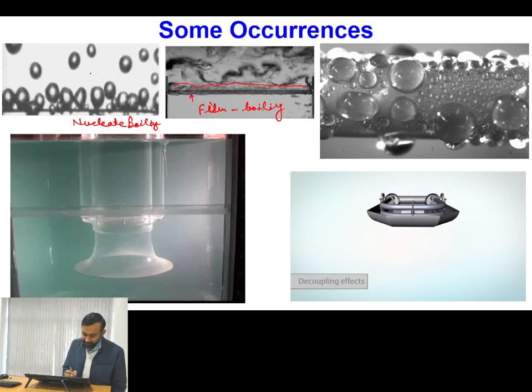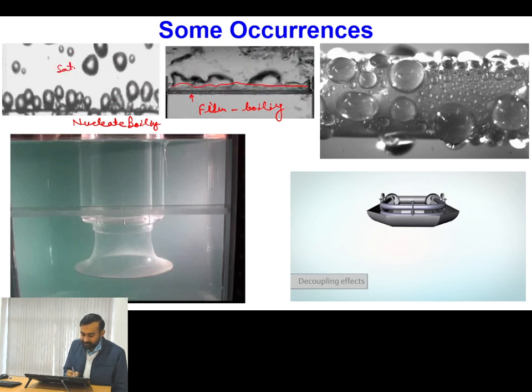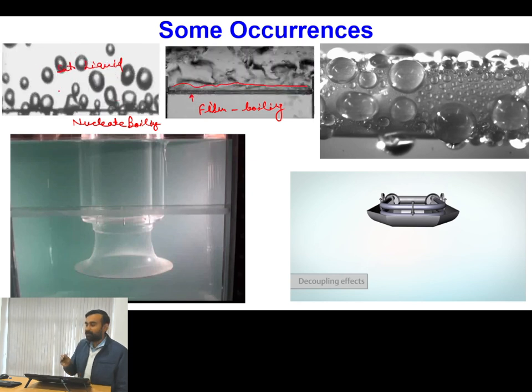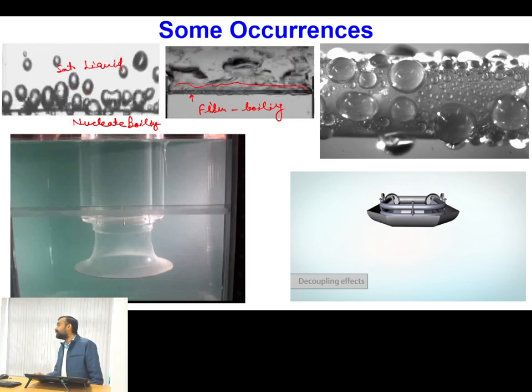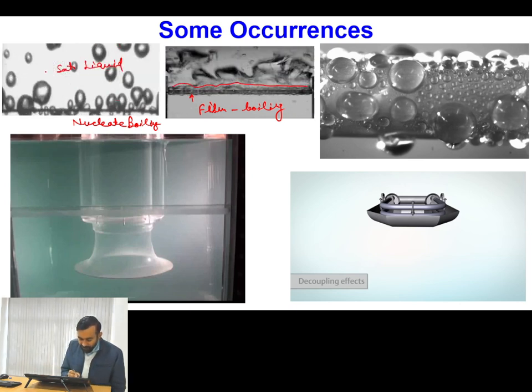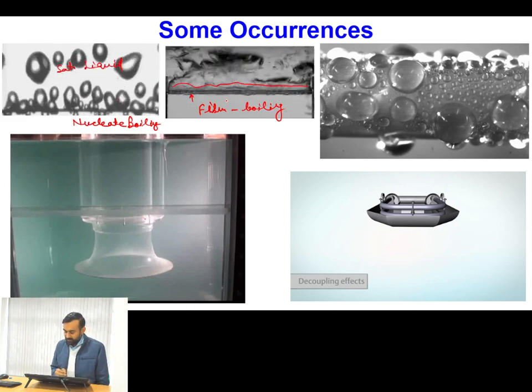So here you can see surrounding continuous phase, saturated liquid, and all these bubbles are actually moving as vapor phases, and you can clearly see the boundary between the liquid and the vapor phase. Okay, here this is film boiling.